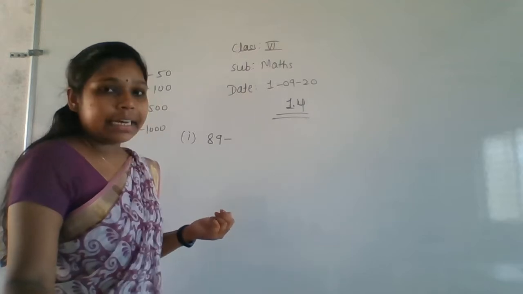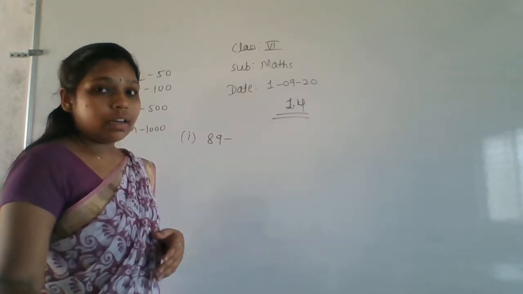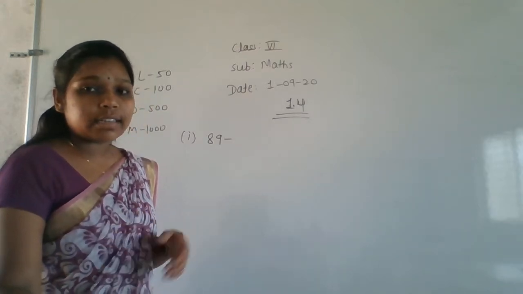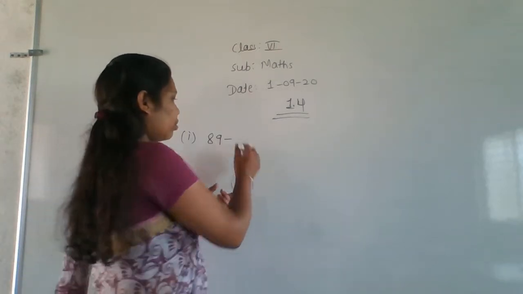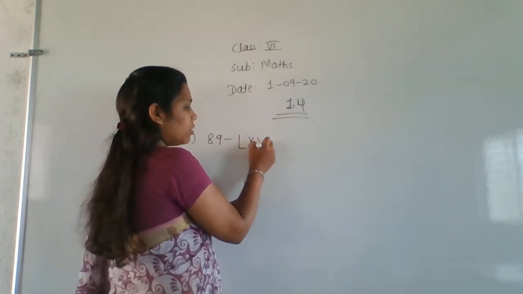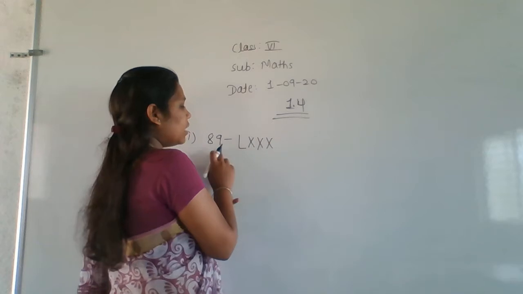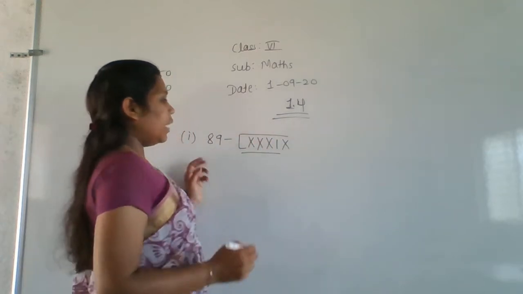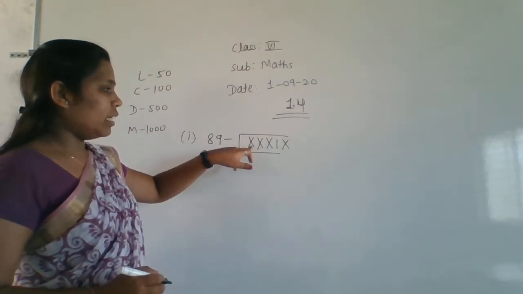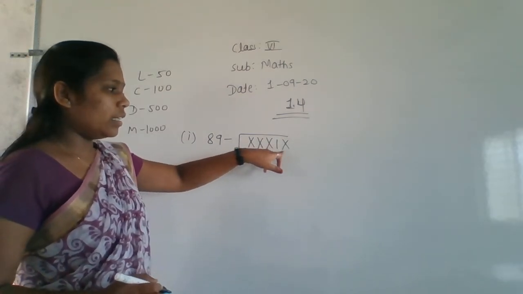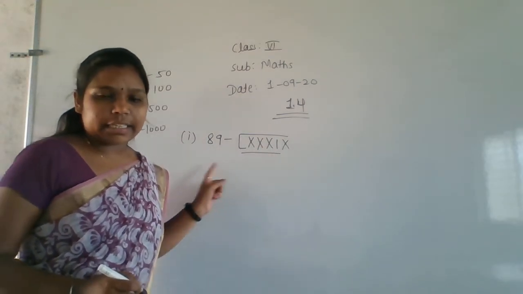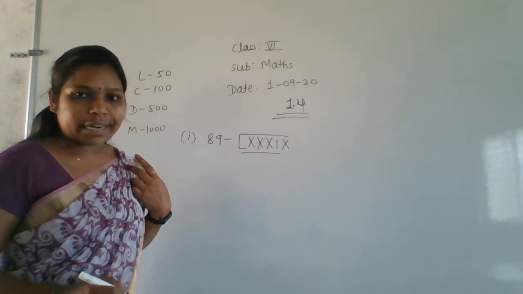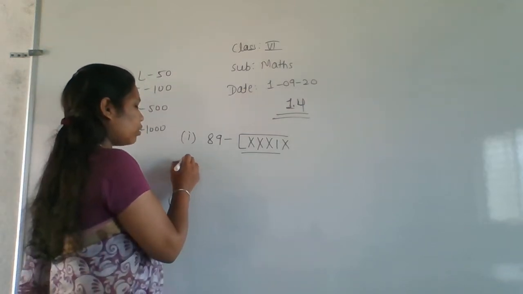After that, for 80, we have to add 30. So what is the value for 30? That is X, right? So here L X, and 9, how to write 9. So this is called 89. 50, 60, 70, 80, and this one 9. 89. Like this we have to write here. Okay, next goes the second one.